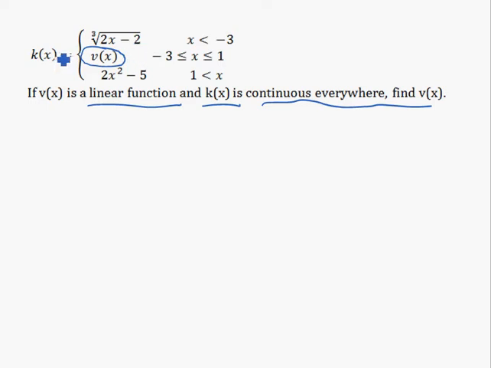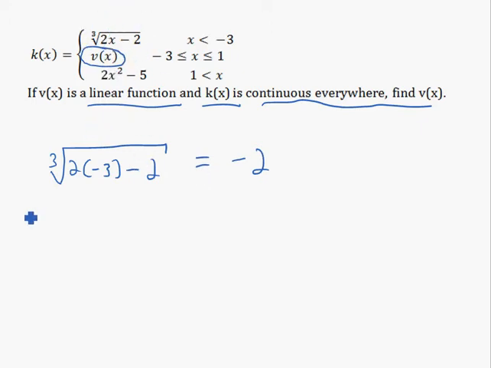Well, again, the only thing we're worried about with k of x is the endpoints of our functions, the joints. So this cube root of 2x minus 2, well, it's not going to be a problem until it stops at negative 3. We've got to make sure that this thing stops right where v of x picks up. We can find out where this cube root is going to stop. It's going to stop at x equals negative 3, and that's going to be 2 times negative 3 minus 2. Well, that's the cube root of negative 8. That's negative 2. So that's what's happening here.